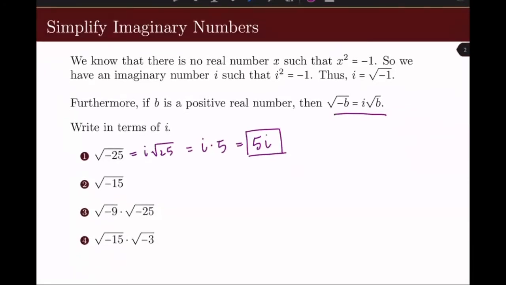Square root of -15. This is going to equal i times the square root of 15. And since 15 does not have a square root, it actually is done here.